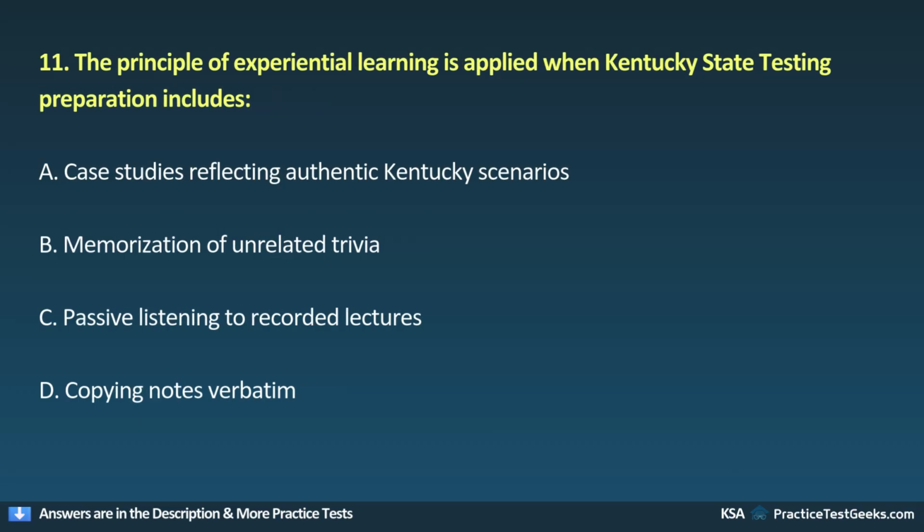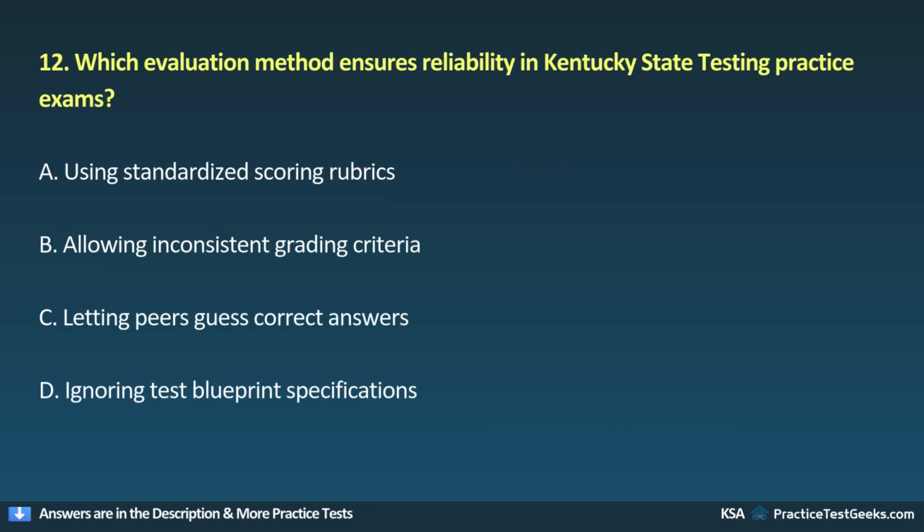11. The principle of experiential learning is applied when Kentucky State testing preparation includes: A. Case studies reflecting authentic Kentucky scenarios. B. Memorization of unrelated trivia. C. Passive listening to recorded lectures. D. Copying notes verbatim.